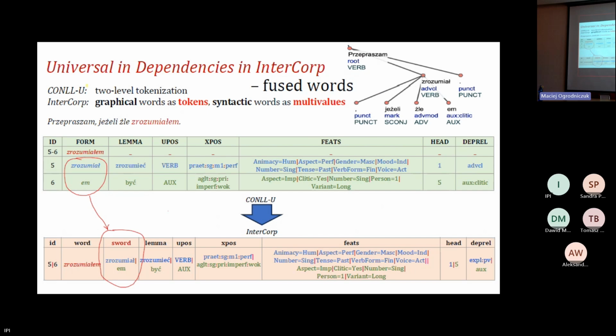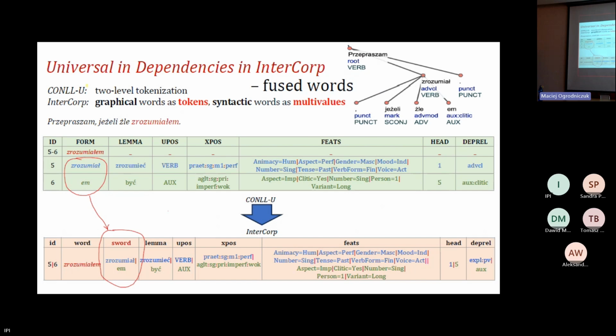and now about the UD annotation as it is in the InterCorp. So first about these fused words or agglutinated forms. Yeah, so about this. Zrozumiałem. Yeah? So we have one form. Przepraszam, jeżeli źle zrozumiałem. Yeah?